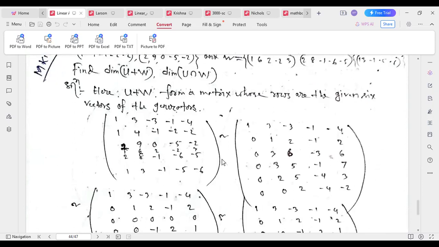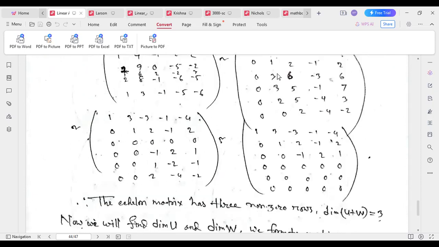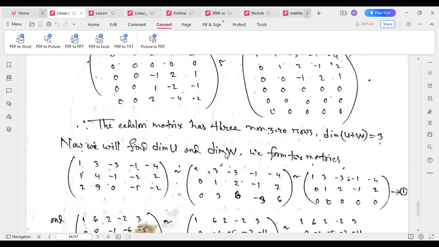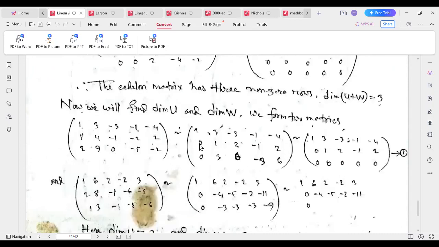So just subtracting the first row from the second row, subtracting 2 times the first row from the third row, subtracting 2 times the first row from the fourth, subtracting the first row from the fifth row, we get this. Similarly, these 2 can be removed by multiplying the first row with 2, then subtracting. So in echelon form it has 3 non-zero rows. The dimension of U plus W equals what? 3 non-zero rows. Now we'll show the dimension of U and the dimension of W by forming 2 matrices. So for the dimension of U here, how many rows?